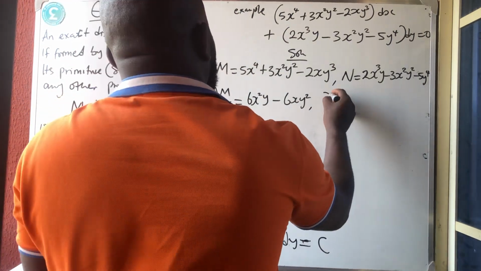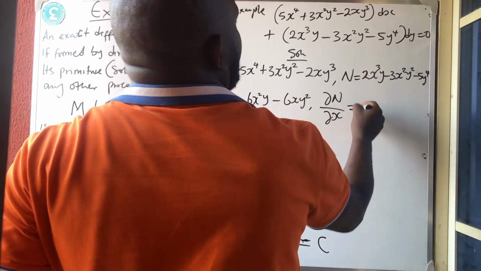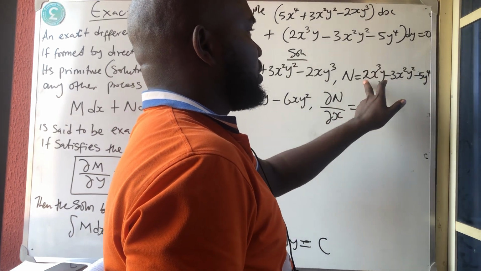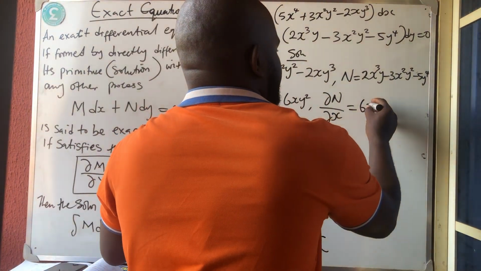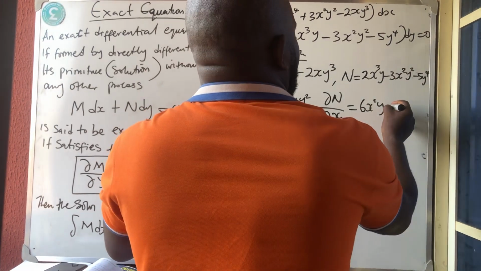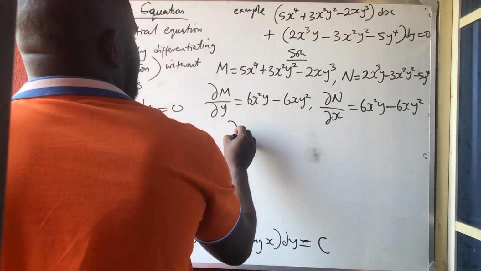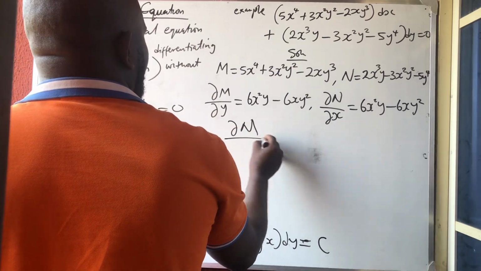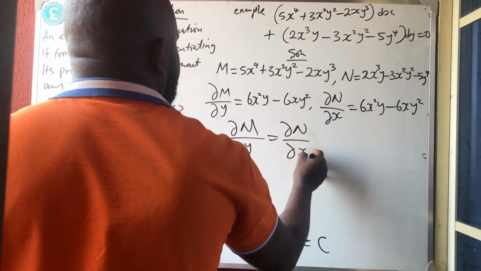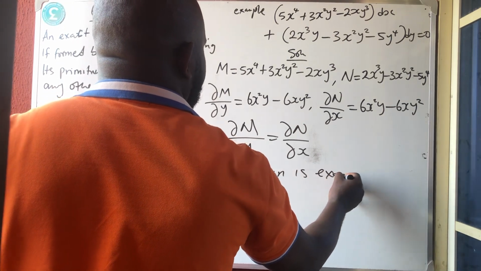So this one will now be partial N over partial x, since this one has the y. So anywhere I did not see x is 0, so this is 0. Here will give me 6x squared y, and here will give me minus 6xy squared. So I got the same thing. Therefore partial M over partial y is the same thing as partial N over partial x. Therefore the equation is exact.